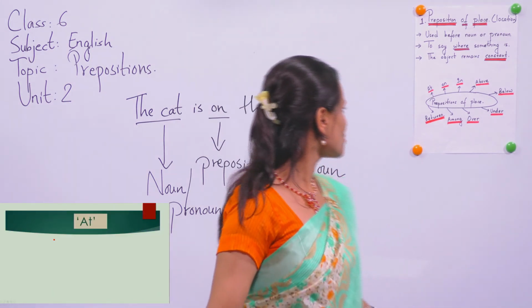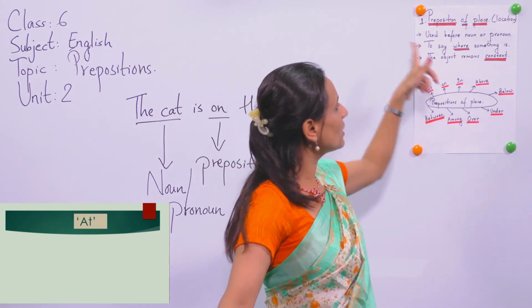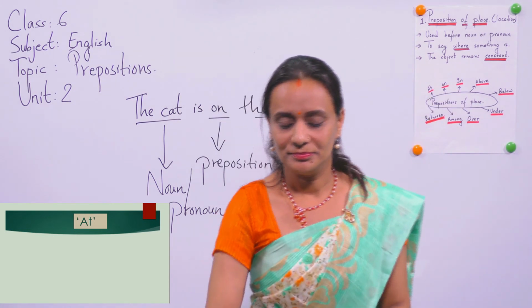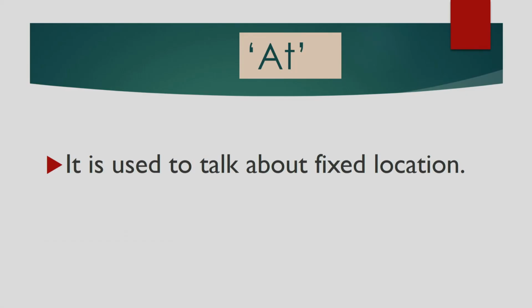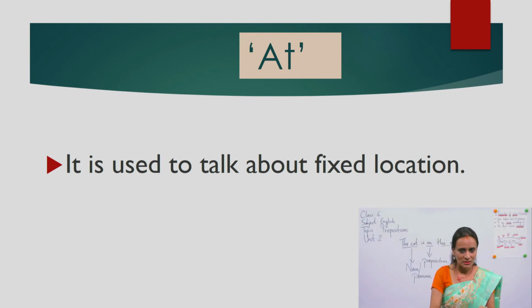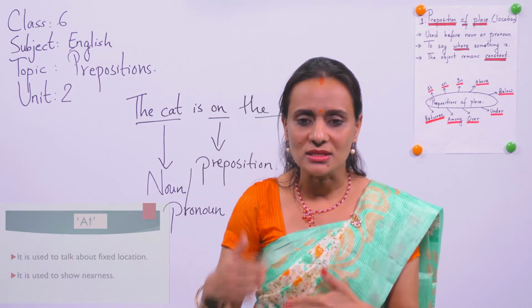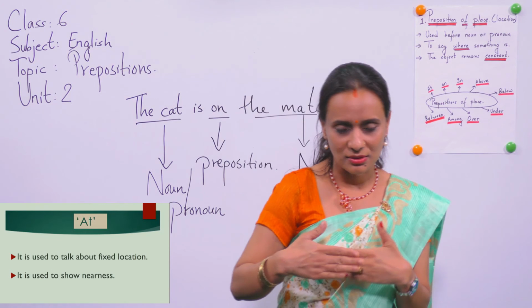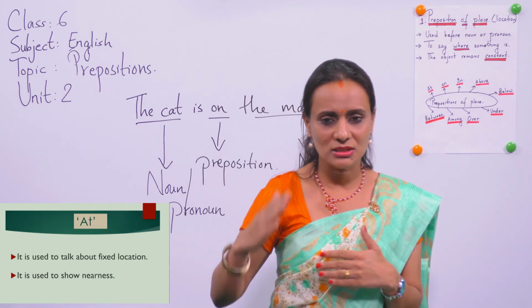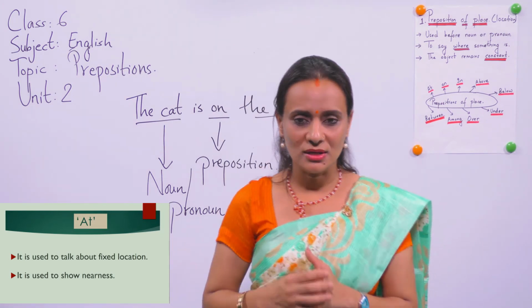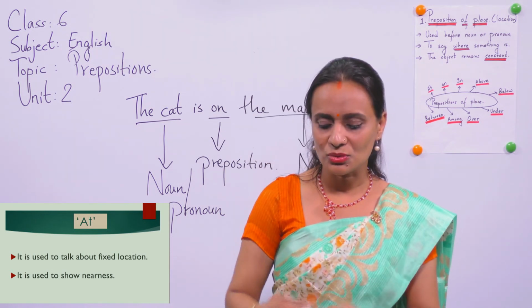Now, at first we have at for the prepositions of place. It is used to talk about the fixed location. At is used to talk about the fixed location. And it is used to show the nearness also. Nearness means very near, not far. Okay, it is used to show nearness also. Here we have the examples to clarify it.